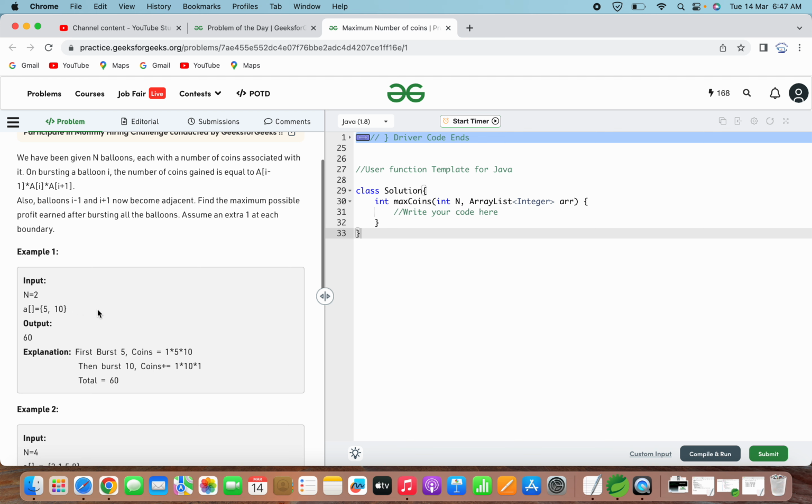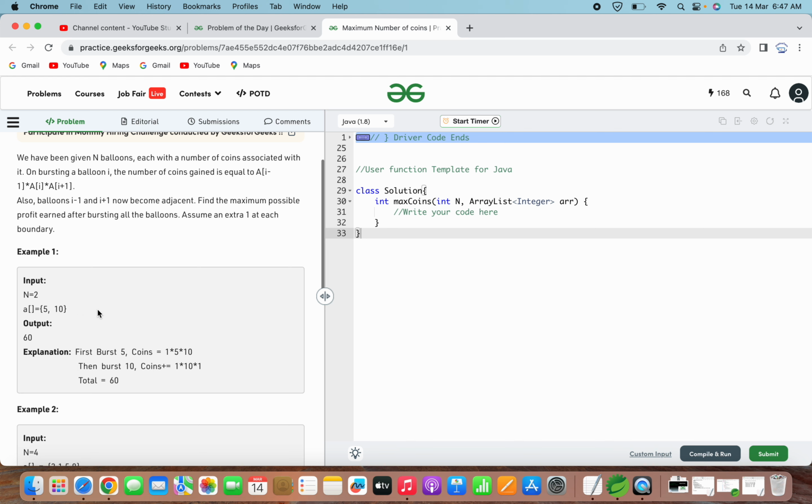Yeah, now it's fine. So here, what we are doing, if you look at this complete program, we are adding 1 at the beginning and end of the array and converting it to an array list. Then we initialize a 2D matrix, that is DP, with a size of n into n, where n is the length of the array list.